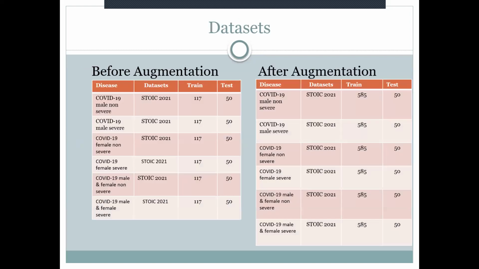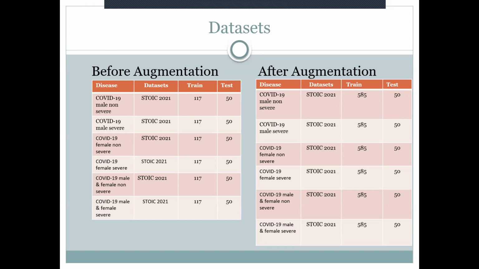So as you have seen, before the augmentation, we were able to sort out the data set. For male non-severe cases, we have 117 images available to us, and for male severe cases, we have another 117 images also available to us, which we tested 50-50.